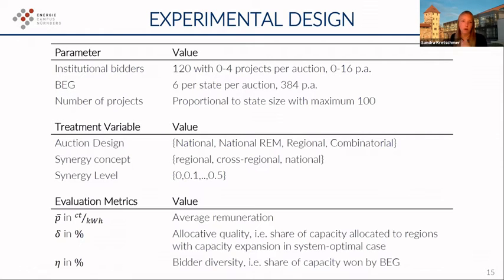And then our outcome values, so we evaluate the outcome with respect to the average remuneration, so the average feed-in premium, allocative quality delta, so that is the share of capacity that is allocated to regions where capacity expansion is needed in the system optimal case, and eta, so the bidder diversity, which is the share of capacity that is won by citizen cooperatives.